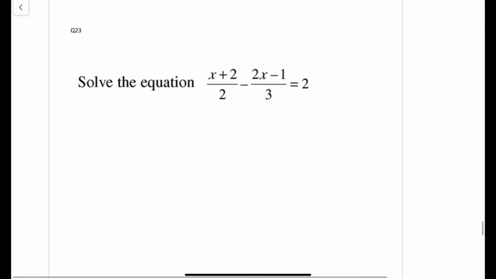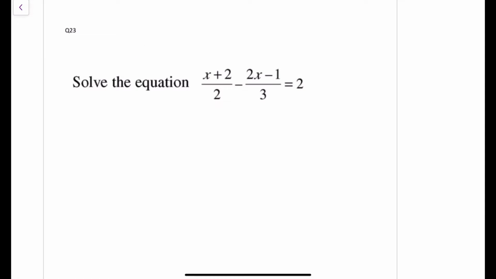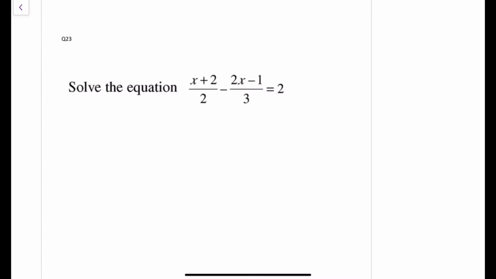Okay, we're going to look at question 23. We're going to look at how we solve these equations. So this is an algebraic fraction, and we've got to first of all find a common denominator. So our first step here would be to take a common denominator, and the common denominator I would go for is 6.